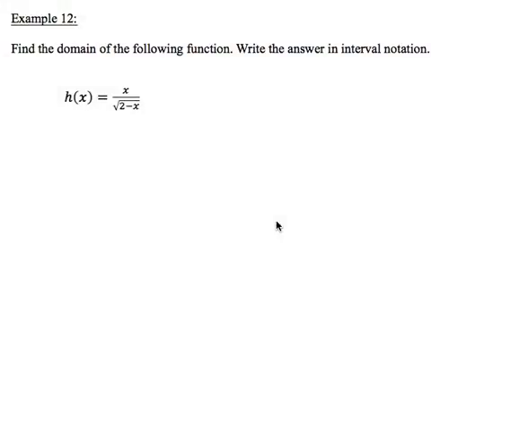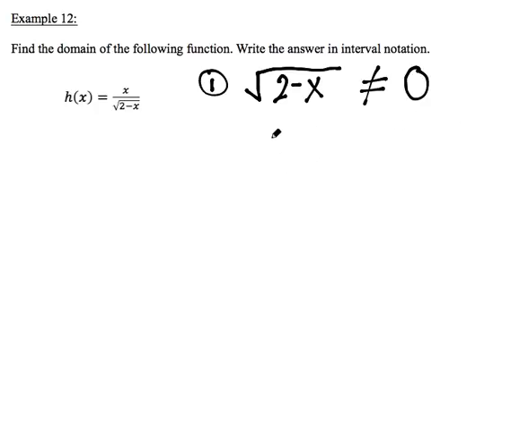Example 12. Find the domain of the following function and write the answer in interval notation. So again, we have an equation, so let's go through our rules. Rule number 1 deals with the denominator. It says whatever the denominator is, so this time our denominator is the square root of 2 minus x. We know that the denominator is not allowed to equal 0, so we're going to write that as the square root of 2 minus x cannot equal 0.